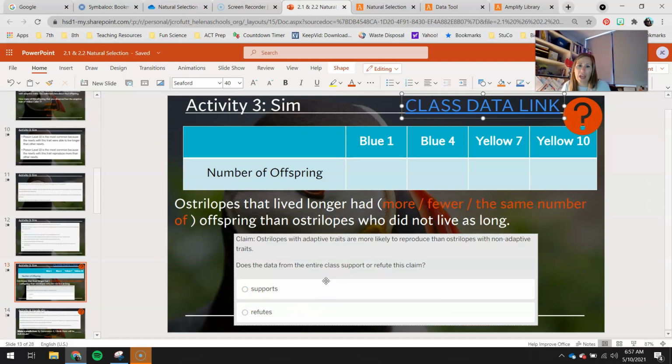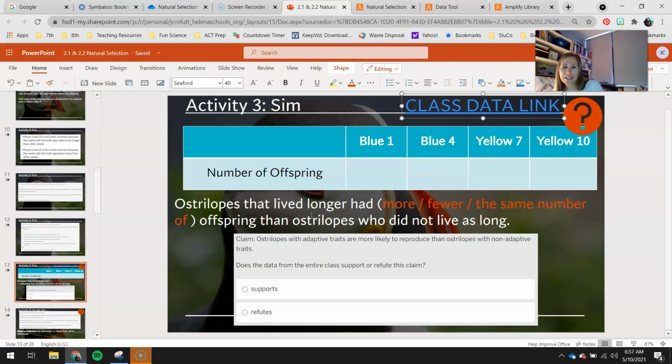Australopes that lived longer had more, fewer, or the same number of offspring than Australopes who did not live as long. Okay, so you guys are going to use your draw tool to circle either more, fewer, or the same number of. And then the claim: Australopes with adaptive traits are more likely to reproduce than Australopes with non-adaptive traits.